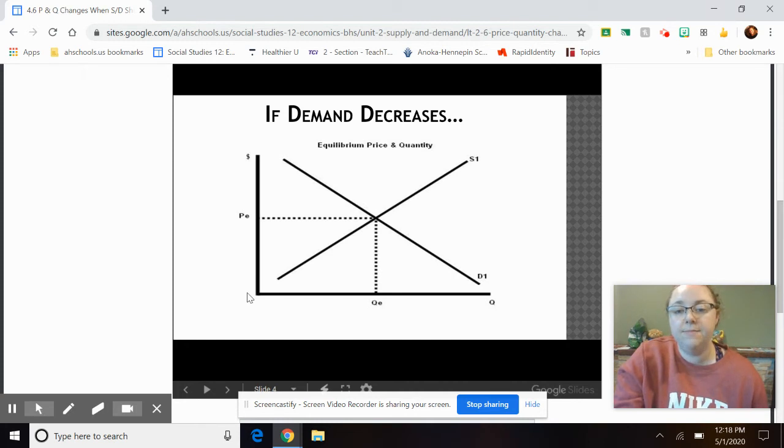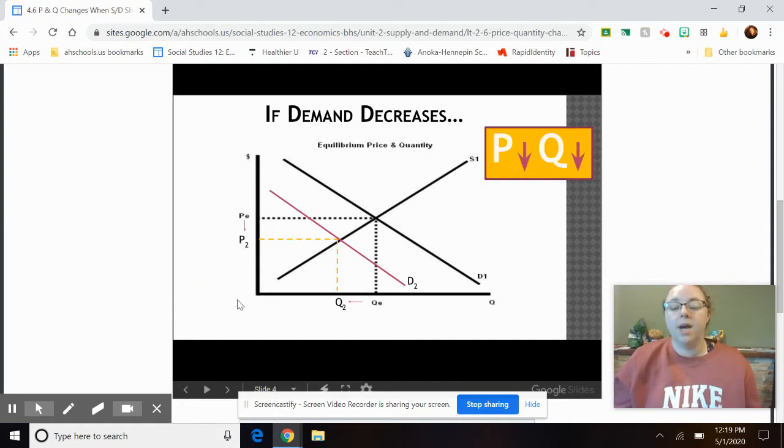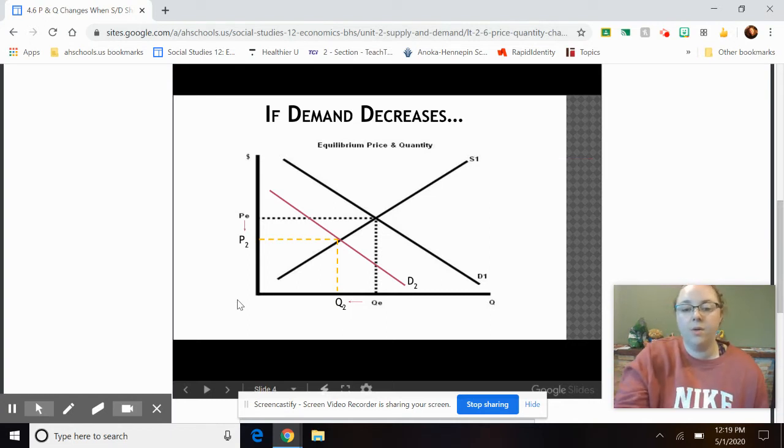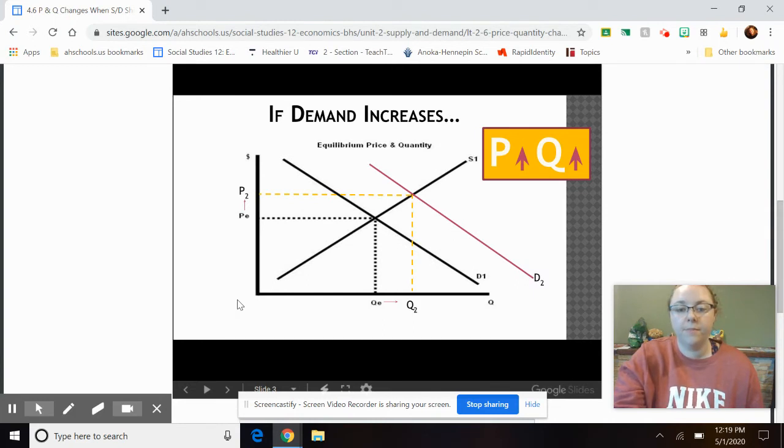Okay, demand decreases is going to move to the left. Price is going to fall. You can see the equilibrium came down from here to here. And price is going to fall, as well as quantity is going to fall. So remember, we're talking about demand, we're talking about consumers. When you're talking about a demand increase and we're moving it up, if the price goes up, the quantity supplied will go up and there'll be more available.